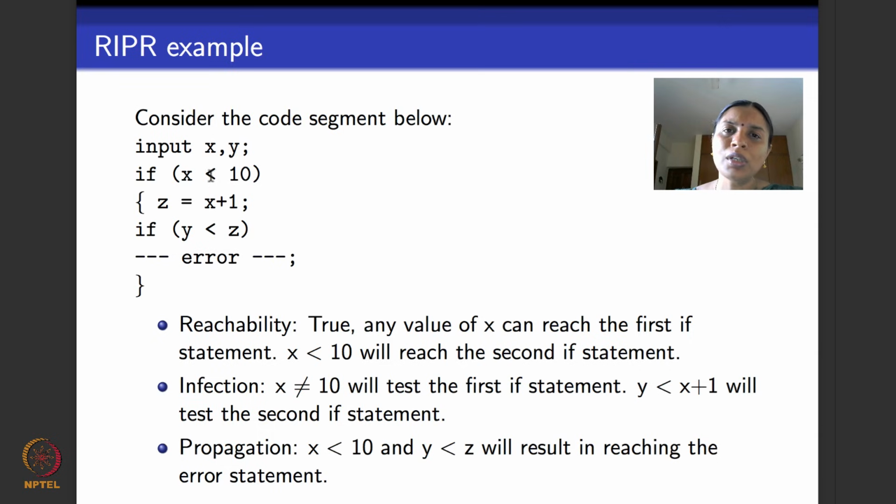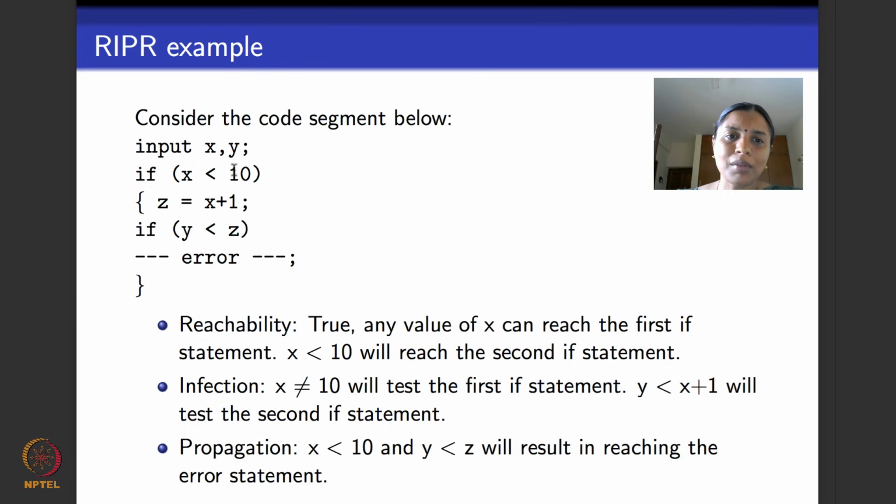Infection means I not only reach the statement, I manage to execute that statement and make it true or false. So again, infection for the first if statement is any value of X less than 10, or any value of X greater than 10, or even X is equal to 10. That will manage to infect this first statement.